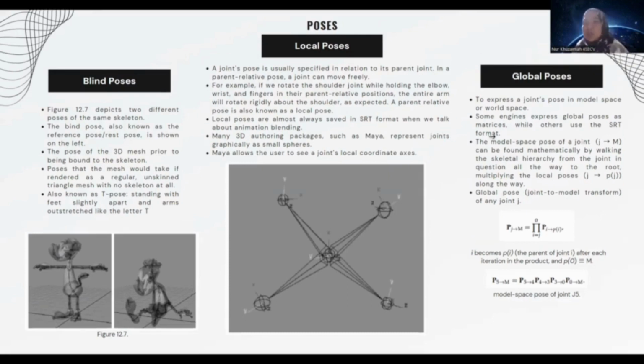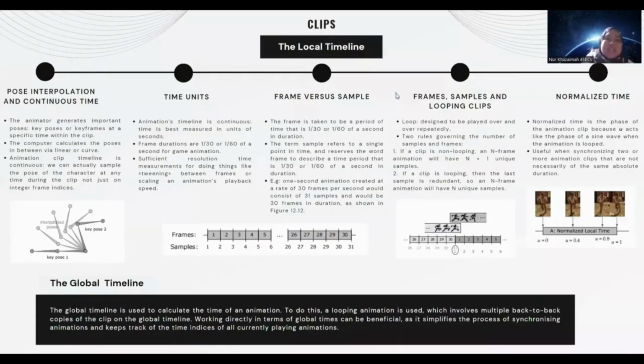Alright. So next is the global pose. So what is the global pose actually? A global pose expresses a joint pose in model space or world space. Some game engines express global poses as matrices. Some use the SRT format, like the bind pose, this one. Alright. So here there is a specific formula that we call the global pose, joint to model transform.